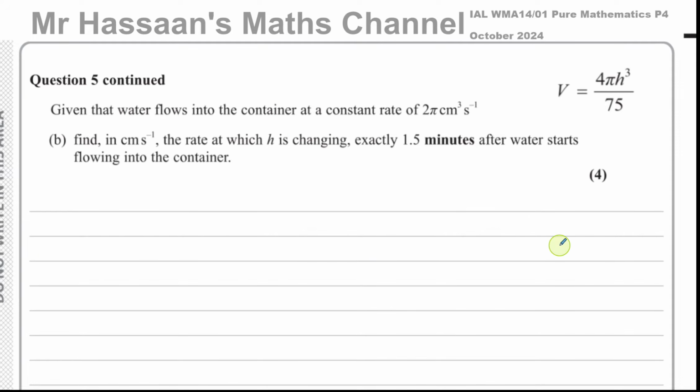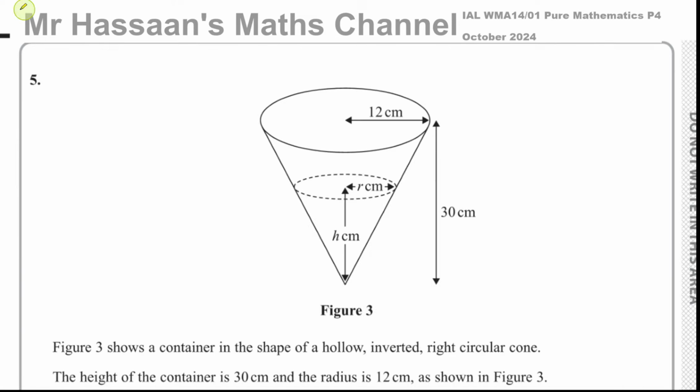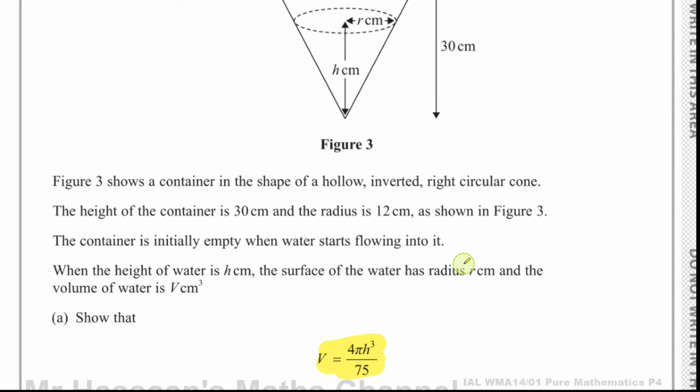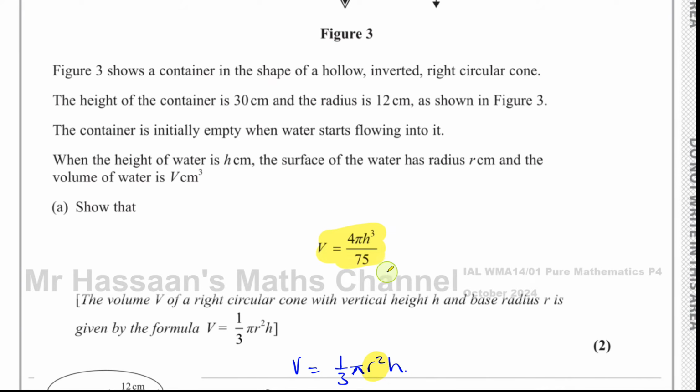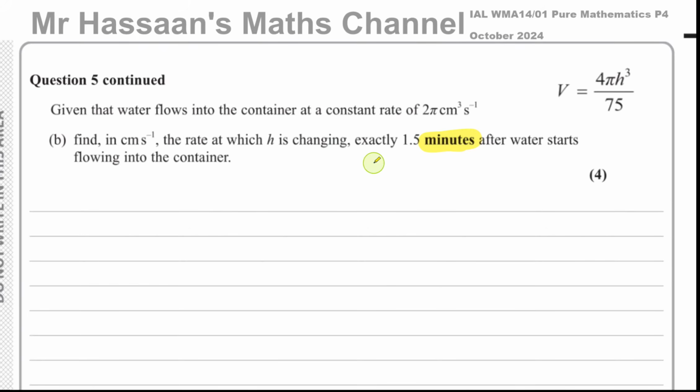Now for part B, it says given that the water flows into the container at a constant rate of 2 pi centimeters cubed per second, find in centimeters per second the rate at which h is changing exactly 1.5 minutes after the water starts. Now they've put this in bold type. That should flag up something for you. If we go back to here, we see that everything else is given in terms of seconds. Here we're told that the rate is per second, and here they've got minutes. So we've got to be careful about the units here. That's the first thing you have to take note of.